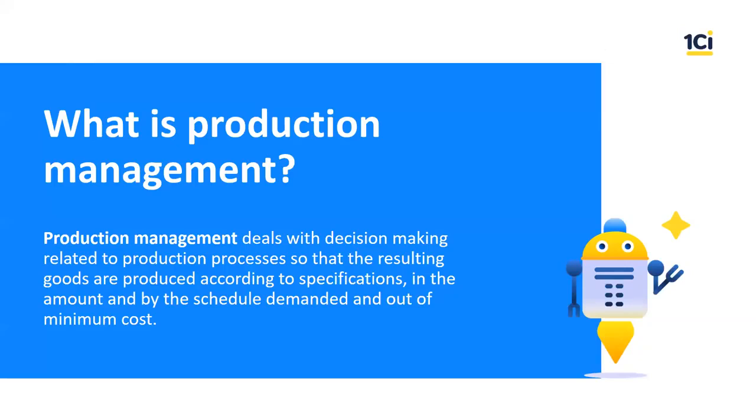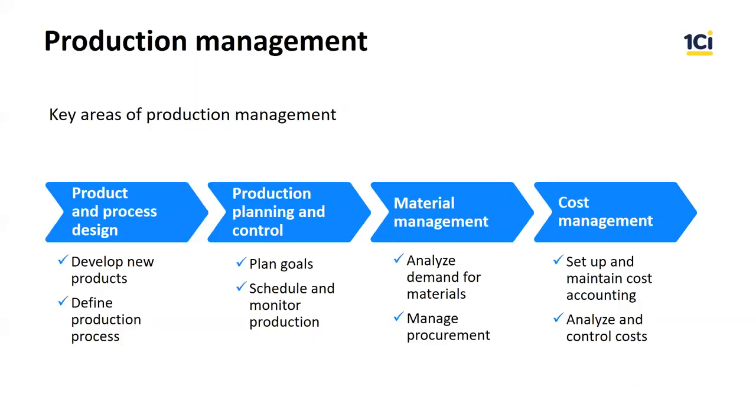So production management deals with decision-making related to production processes. It decides what to produce according to which specification, when, and at which cost. Here are the key areas for automation of production management, and they are about product and process design, production planning and control, material management, and cost management. And you see that production planning and control, material and cost management are kind of placed in a sequence, but in reality, they are very interrelated and happen pretty much simultaneously.